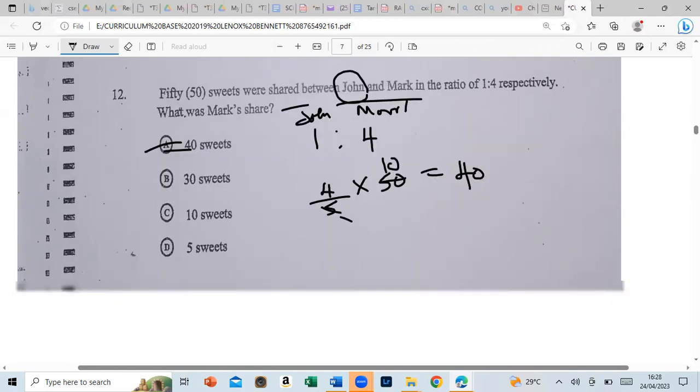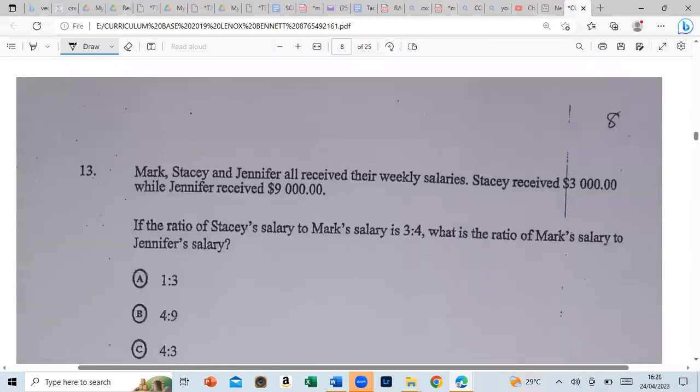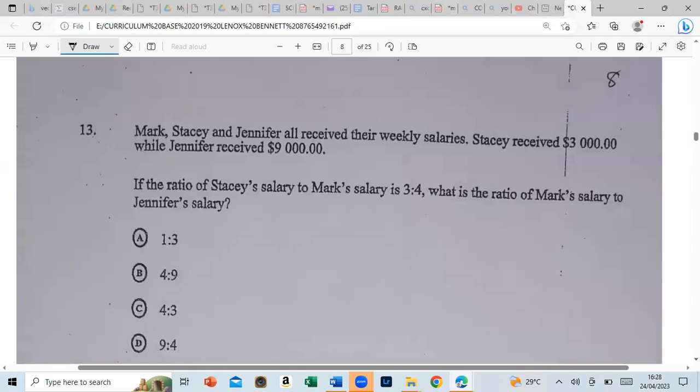Number 13. Mark, Stacy, and Jennifer all received their weekly salaries. Stacy received $3,000 while Jennifer received $9,000. If the ratio of Stacy's salary to Mark's salary is 3 to 4, what is the ratio of Mark's salary to Jennifer's? All right, let's go.